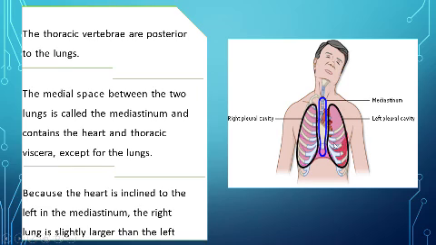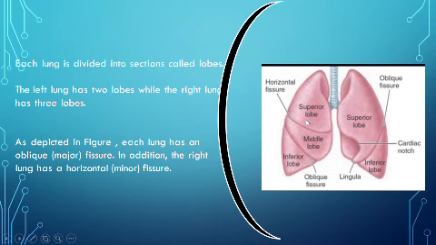In the left lung, the heart is inclined to the position in the mediastinum, so the right lung appears slightly larger than the left. Okay, clear. Then, each lung is divided into sections called lobes. The left lung has 2 lobes, while the right lung has 3 lobes. These are mainly 5 lobes.